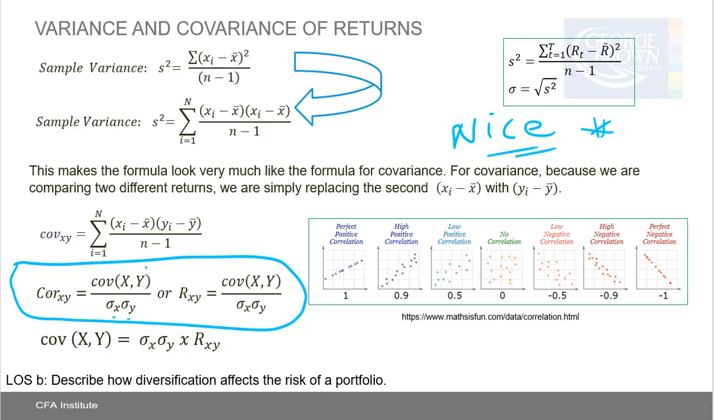So x could be a stock, y could be a bond, or they could be two different stocks, whatever. We always start with a two-asset portfolio, so we'll just call the two assets x and y. So the correlation between x and y equals the covariance of x and y divided by the standard deviation of x times the standard deviation of y.